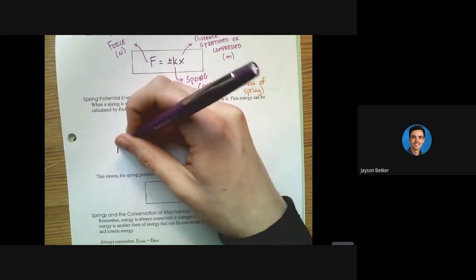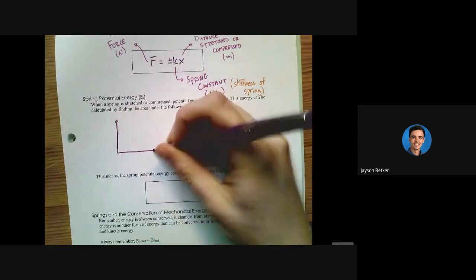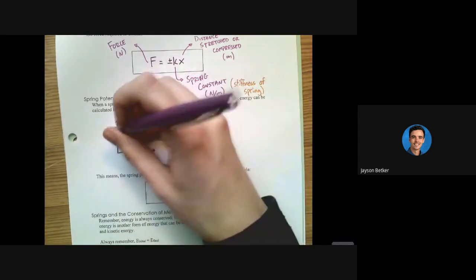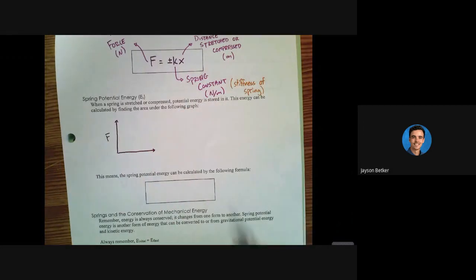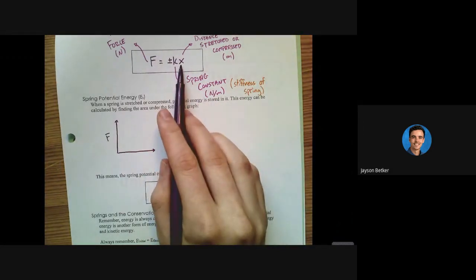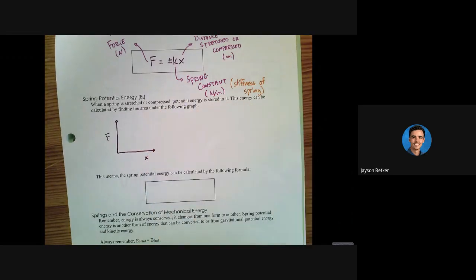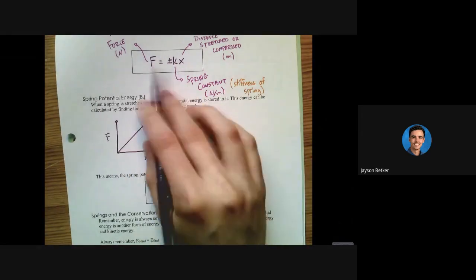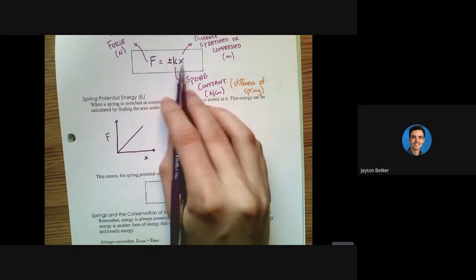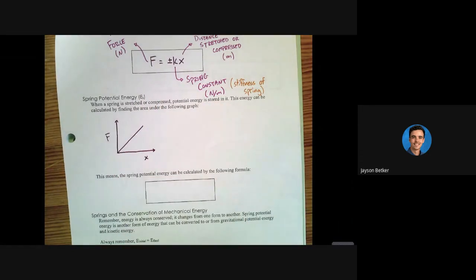If I were to graph force versus, now normally if I was going to do distance, I would do d, but because above we used x for the distance compressed or stretched, I will use x. So if I graph the relationship between the two, you'll notice it's just F equals a constant multiplied by x. Well, that's a linear relationship, so our graph is just going to look like this.